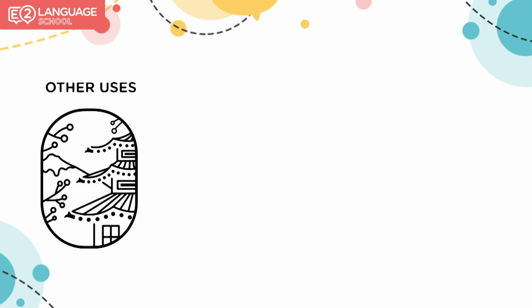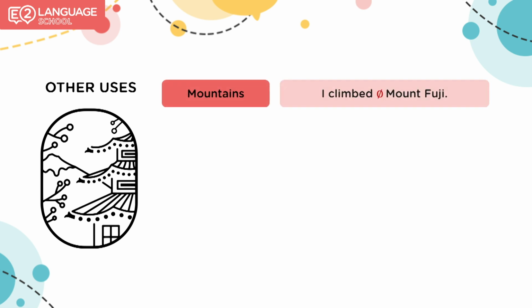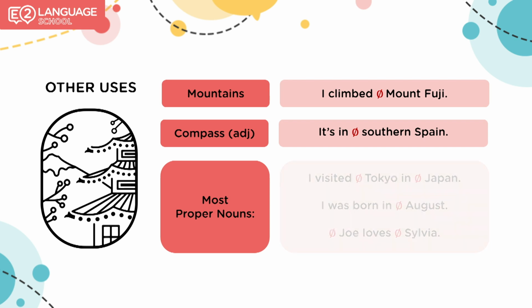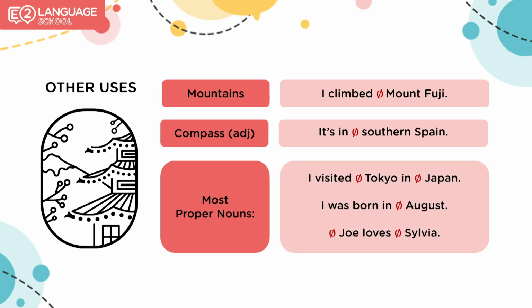Now, there are some other uses for no articles. We use no article with mountains. So, I climbed Mount Fuji. We also don't use an article when we're talking about compass directions. So, for example, it's in southern Spain. And we also use no article with most proper nouns. All right, so I visited Tokyo in Japan. Tokyo is a city, Japan is a country. I was born in August, so again, months are proper nouns. And Joe loves Sylvia.